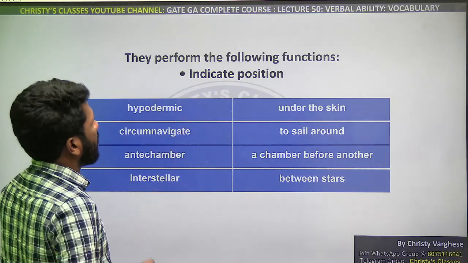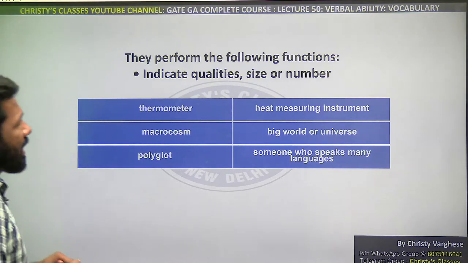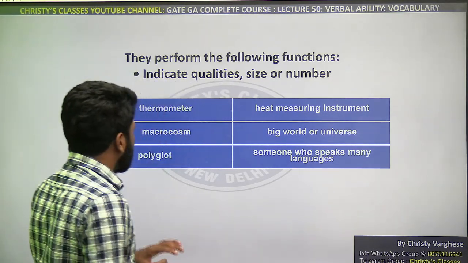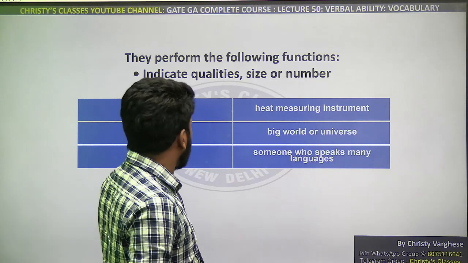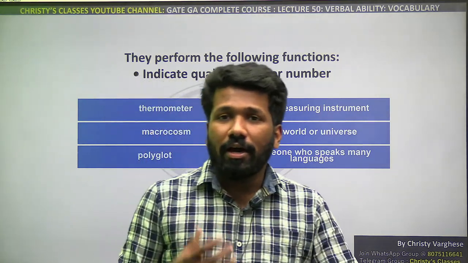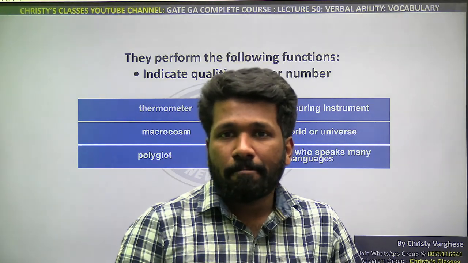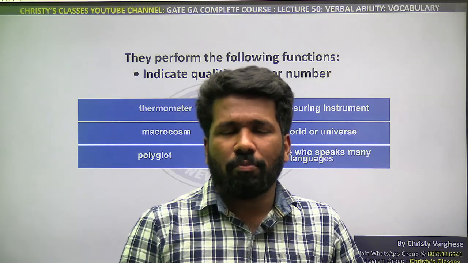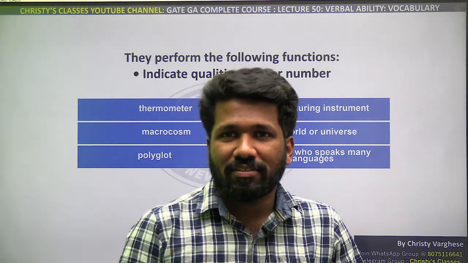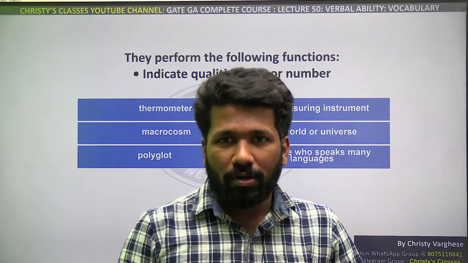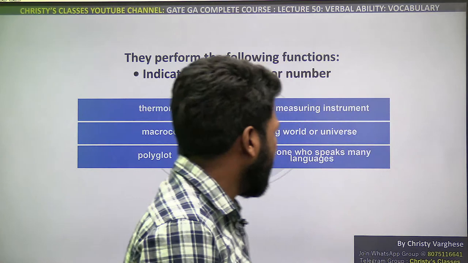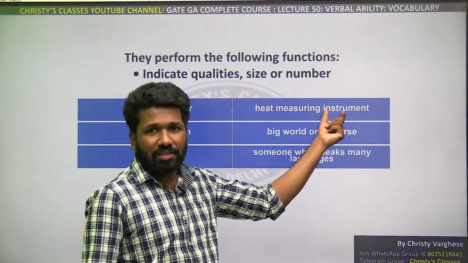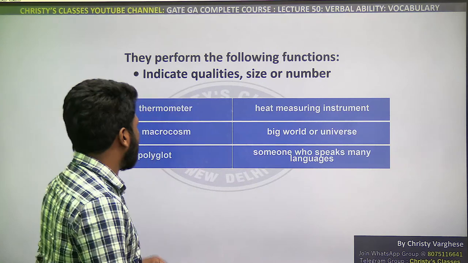So, indicating position we can use prefixes. Now, to indicate quality, size or number also we can use prefixes. I'll go a little faster so that we can practice more questions. Thermometer. Meter, you know, so in thermometer, thermo is denoting heat, na? What all thermo words you know? Think about it. Other than thermometer, thermo flask. What other thermo? Thermocol. Again, many words with thermo you know, right? So thermo is also a prefix. Are you getting it? Meter is a measuring instrument, right? So, heat related, that is why a heat measuring instrument.